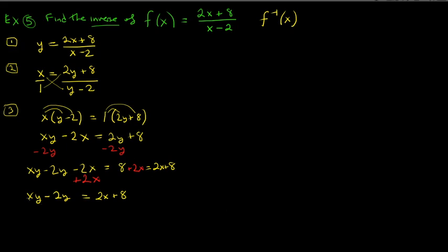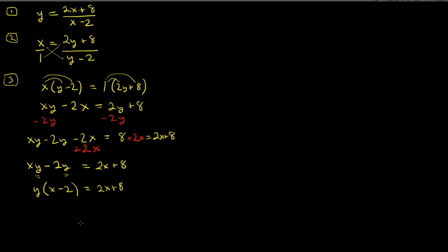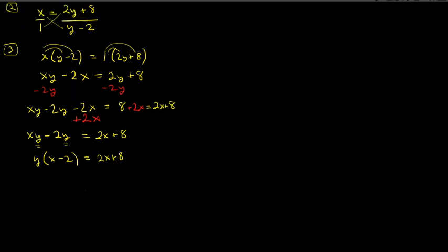Notice that for both of these terms here, they both contain a y, a factor of y. So that's my common factor. That's my greatest common factor, which means I can factor out the y here. So when you factor out the y, you're left with x minus 2. And so that's still equal to 2x plus 8. Now we're almost done.